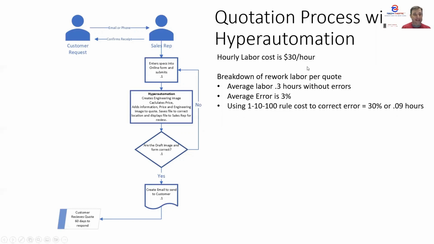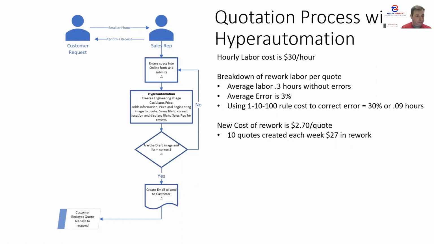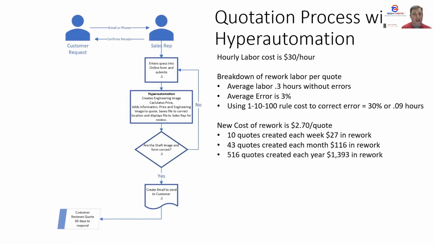Again, using the 1-10-100 rule, the cost to correct the error is 30%. So now we have 0.09 hours of rework. So our new cost of rework is going to be $2.70. They produce 10 quotes each week. So we can see how that now adds up to, now they are under $1,500, actually under $1,400 a year that they will be working on rework for this.